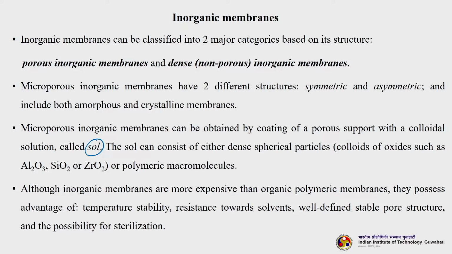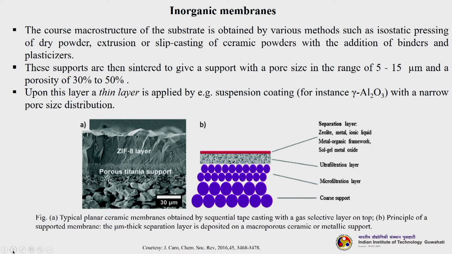Although inorganic membranes are more expensive than organic polymeric membranes, they possess the advantages of temperature stability, resistance towards solvents, a well defined stable pore structure, and the possibility of sterilization. That means it is easy to autoclave inorganic or ceramic membranes, which you cannot do usually for polymeric membranes. So, let us see how the inorganic membranes and their structures look like.